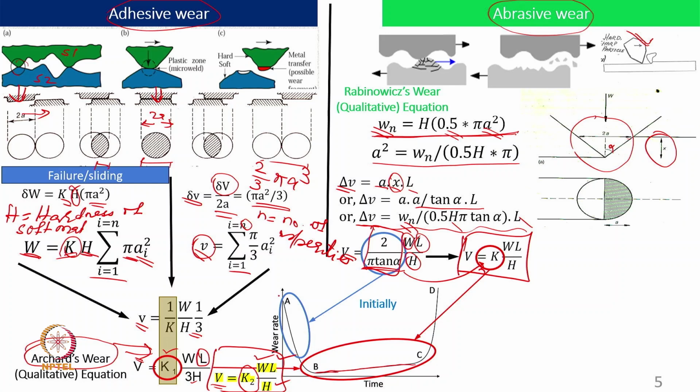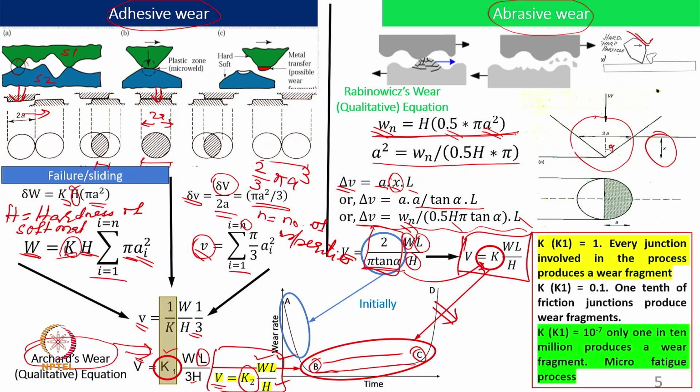It is not going to give a representation of AB or CD. That means a fatal wear rate it will not give, an initial wear rate it will not come, right. So the predictive model, whatever the Archard or Rabinowicz we use, is for the steady state wear rate BC. It is the B to C zone only we are trying to predict. A to B and C to D we are not predicting, right. So this is an important aspect to consider.